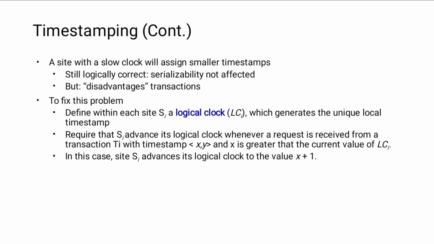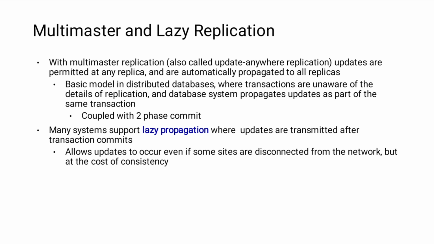With each site, a logical clock, denoted as LC, generates the local timestamp. It requires each site to advance its logical clock whenever a request is received from a transaction with the timestamp x, y, and x is greater than the current value of the logical clock. In this case, site Si advances its logical clock to the value x plus 1. So the x value is generated depending upon the logical clock.